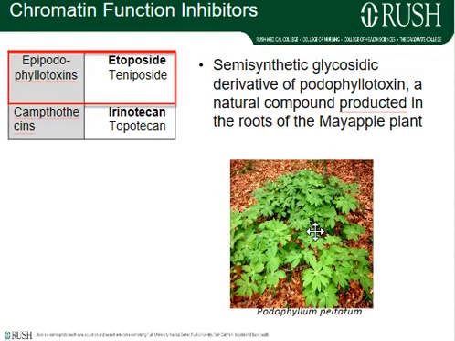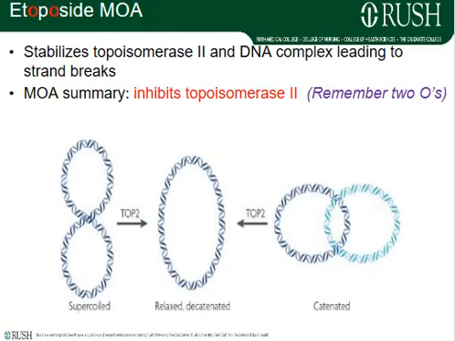The Native Americans used it for a variety of maladies, and in the last 50 to 70 years, the naturalists and the botanists have capitalized on this plant for some of its anti-cancer abilities. And so I always remember etoposide has 2 O's, just like doxorubicin, and it's also a topoisomerase II inhibitor.